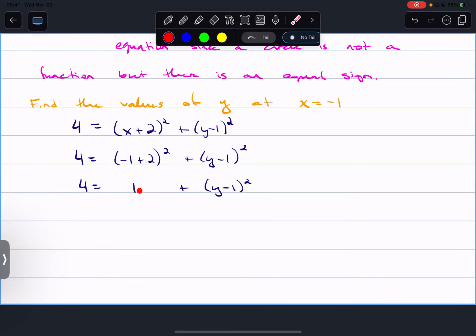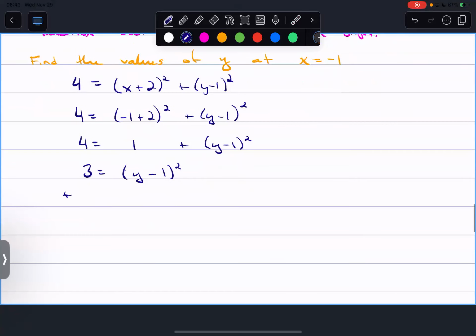I have to get the y minus 1 squared on its own before I can take the square root of both sides, which means I have to have 4 minus 1, but I think we're grown up enough mathematically to just go straight to 3. 3 is y minus 1 squared. If I take the square root of both sides, I get the plus minus root of 3 is y minus 1.